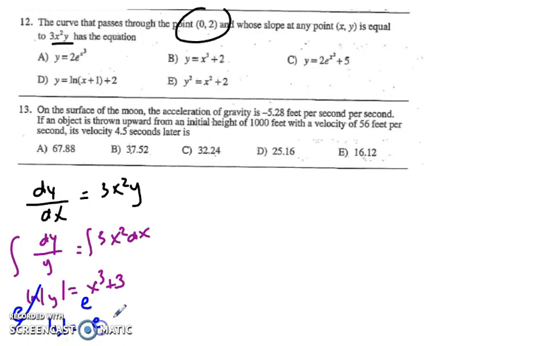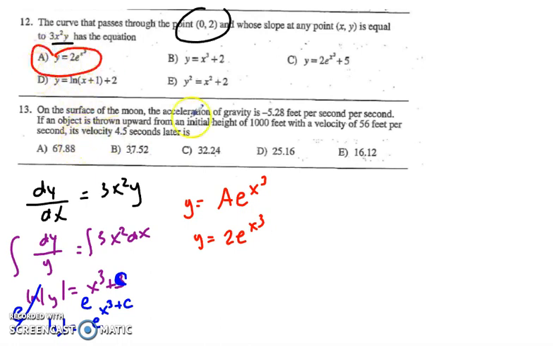of y equals e to the x cubed, and I just realized I should have said plus c right above, so sorry about that. So e to the x cubed plus c. Then when I absorb my absolute value, I just get a e to the x cubed. Now I can plug in the point (0, 2), and I actually just find out that a equals 2. So my equation is 2e to the x cubed, which is choice A.